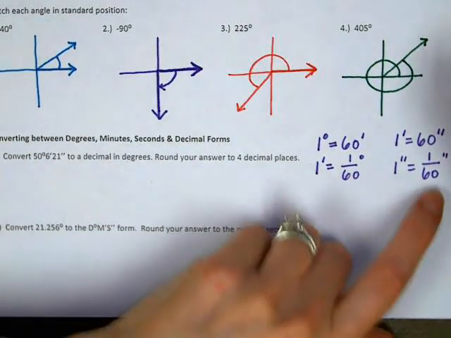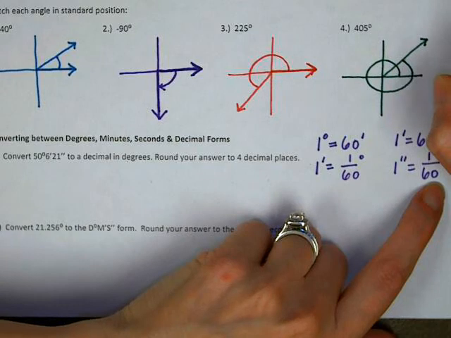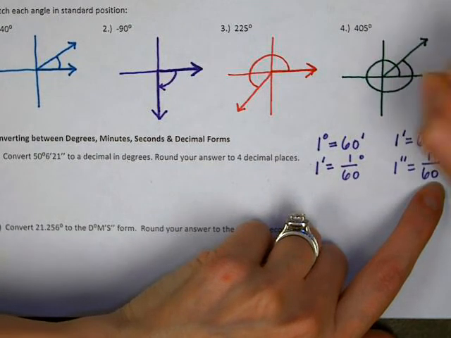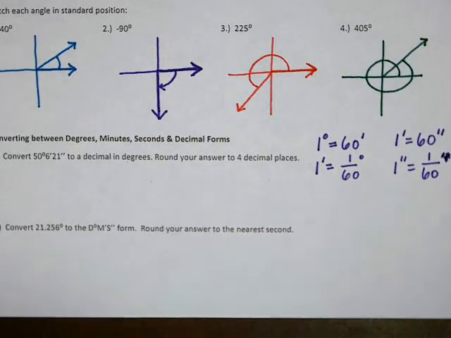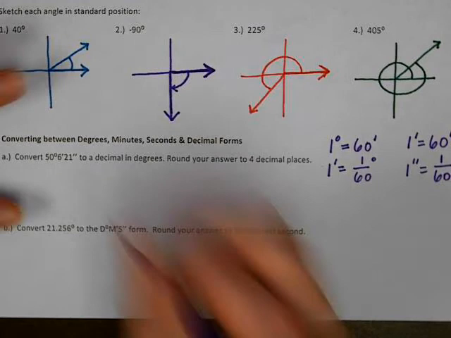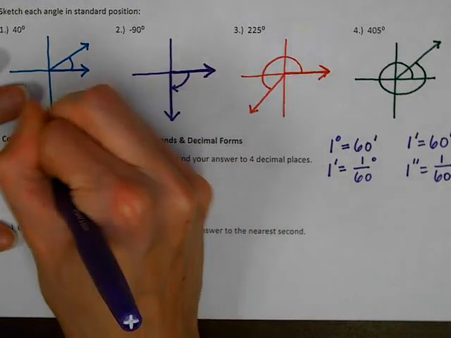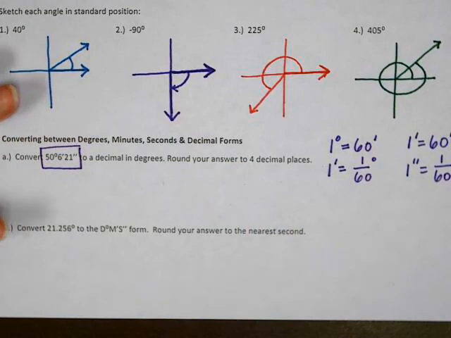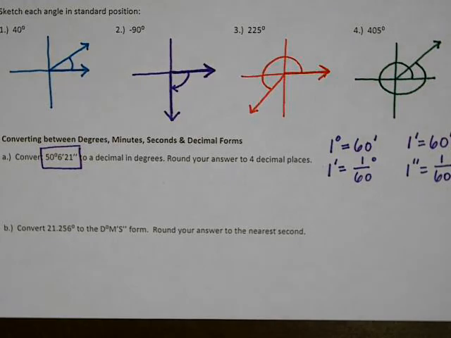Sorry. 1 minute is 1/60th of a second. I think I said that in reverse. Okay, so let's try it here. So if we give you a degrees, minutes, seconds measure, can you convert it to just a decimal, not minutes and seconds?